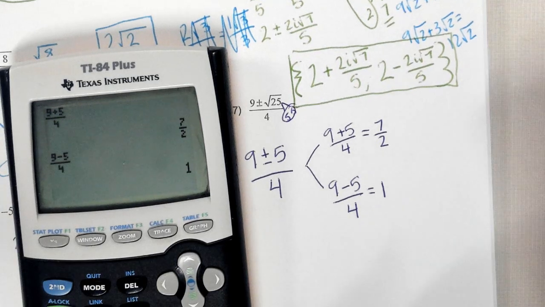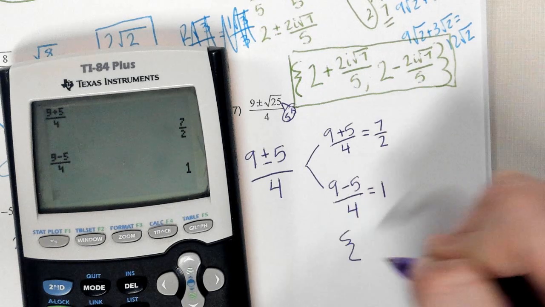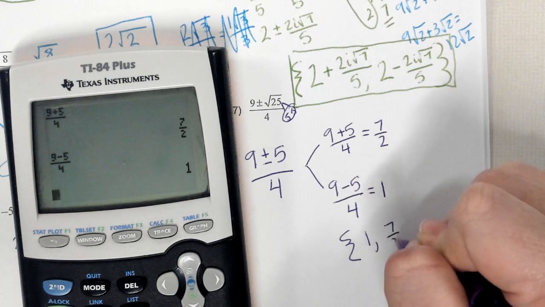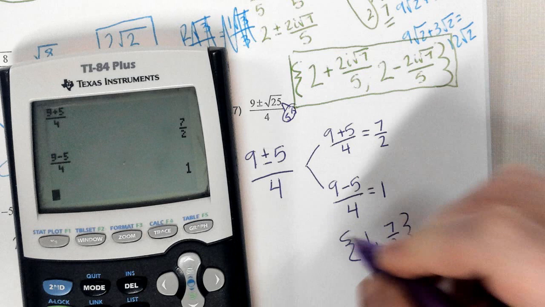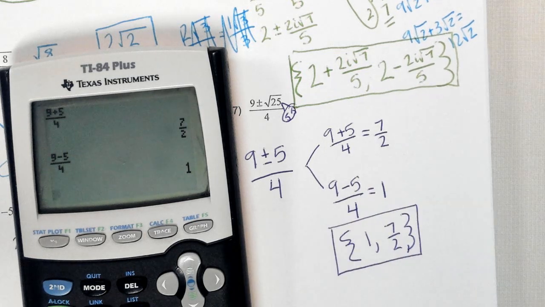Here's my trick question. Which one's smaller? 7 over 2? No, it's 1. 7 over 2 is actually 3.5. I don't know why I put another comma. So, if you didn't write it in order, I'm not going to get mad, but just be careful.